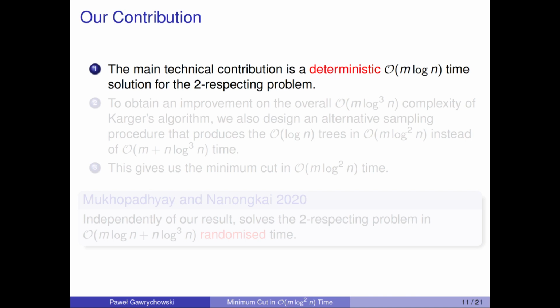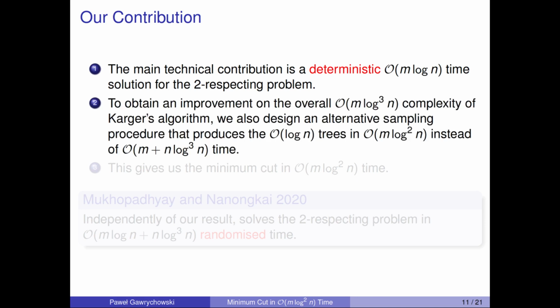And our main technical contribution is a deterministic m log n time solution for the 2 respecting problem. So we shave one log. This is not enough to obtain an improvement on the overall running time because there is this sampling step. And Karger only showed how to sample in m plus n log³n time. So this is not necessarily an improvement if we can shave one log from the 2 respecting problem. However, we showed the sampling can be implemented differently, weakening his implementation actually, and then the running time becomes m log²n. And the overall running time is just the sum of those two, so m log²n.